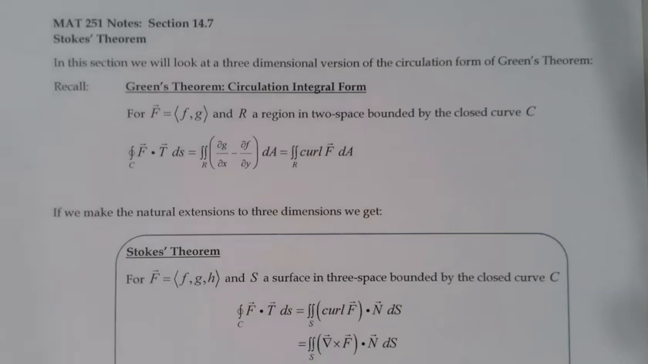This is Math 251, and we're looking at section 14.7 right now. Actually, the last two sections of this chapter are going to study two very famous theorems. One is called Stokes' theorem, which we'll study here, and then in the next section we'll be looking at the divergence theorem. These two theorems are actually the three-dimensional versions of the two forms of Green's theorem. So we'll be three-dimensionalizing those famous theorems.